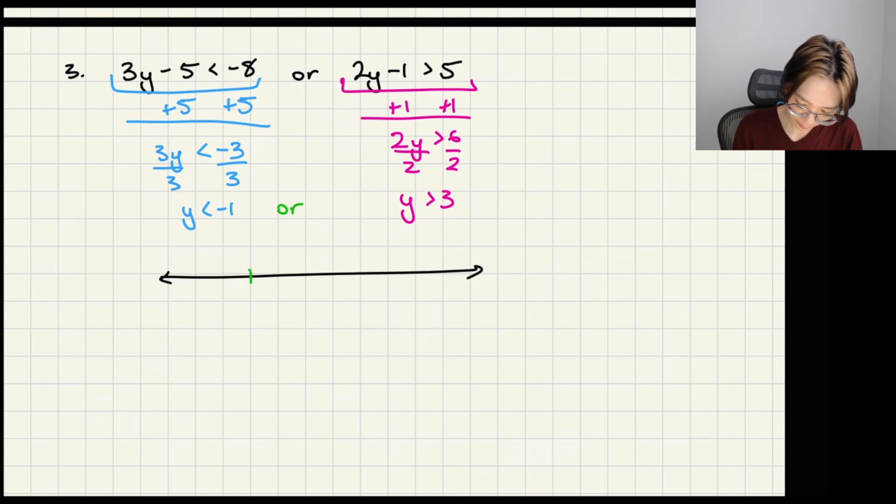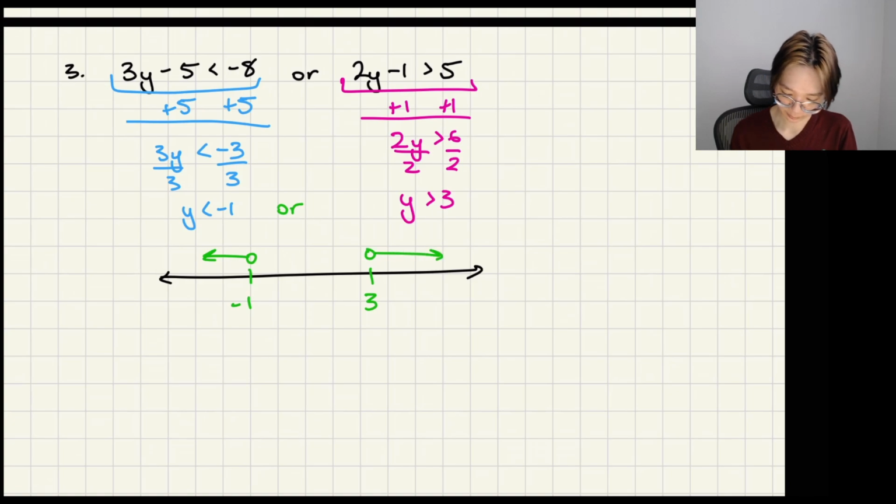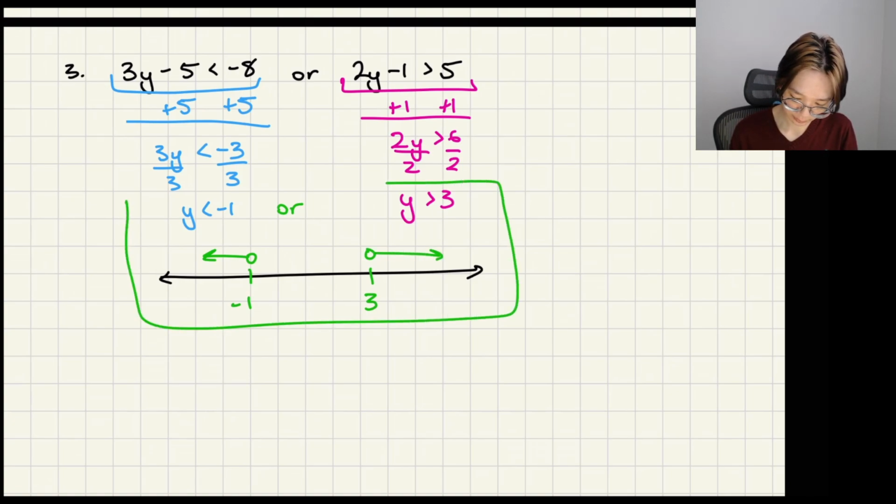And then we graph it. We're going to put -1 over here, 3 over here, -1. Making sure they don't overlap, because if they do, our final graph changes. Y is less than -1 or y is greater than 3. So that is our answer right there.